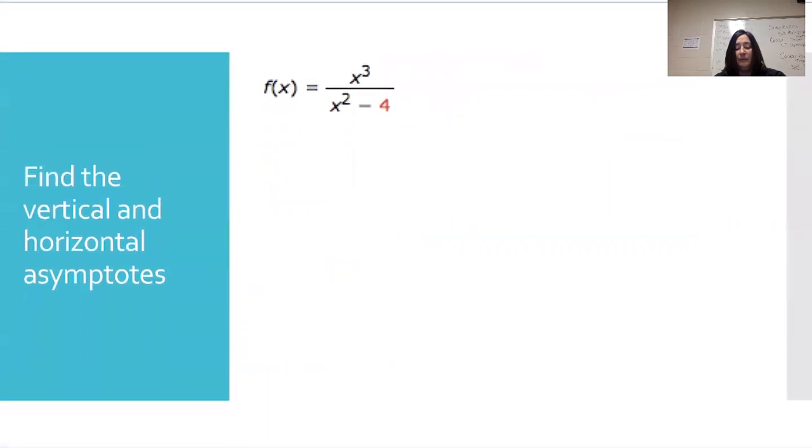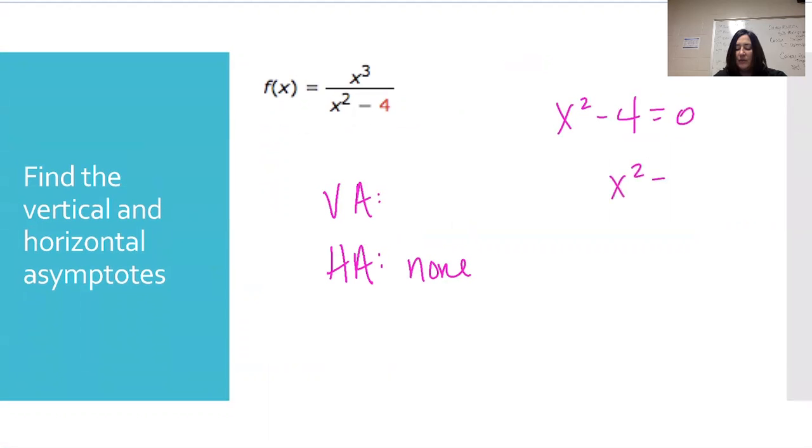This next example, if your degree on the top is higher than the degree on the bottom, there is no horizontal asymptote. Your vertical asymptote, again, where is your denominator equal to 0? We'd have x squared equals 4, so x equals plus or minus 2. So x equals 2 and x equals -2.